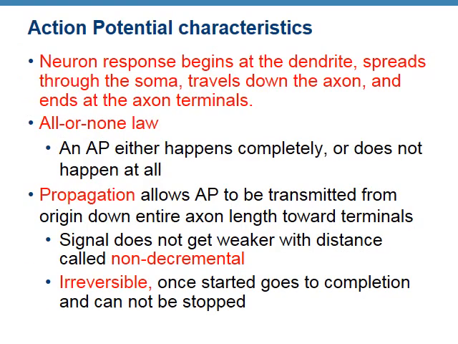Some more characteristics of action potentials. The neuron response begins at the dendrite, travels through the soma, down the axon, and ends at the axon terminals, where it's going to release a neurotransmitter. We call this the all or none. Either an action potential happens or it doesn't happen. It doesn't halfway happen. Once you reach over the threshold, once all of the sodium gates open at the axon hillock, the action potential is going to happen no matter what. Even if you change your mind, the action potential is still going to occur. The axon terminals are still going to release the neurotransmitter.